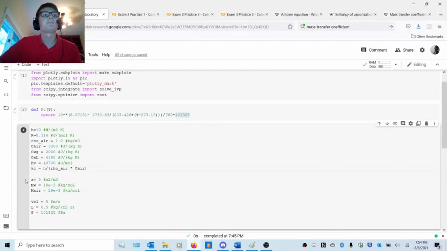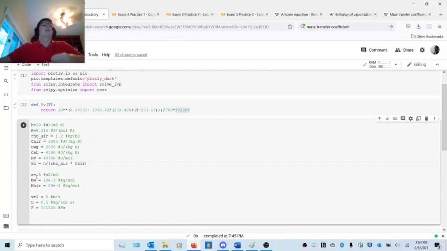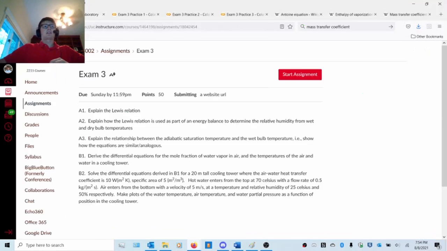And then, we have this A value. That's, remember, the specific area. So it's area per volume, surface area per volume. The molecular weight of water, which is in kilograms per mole. So that's why we're dividing it by 1,000. Similarly for air. Then the velocity, which was given to us, the liquid flow rate, which was given to us, and the basic pressure, which we're just assuming is 1 atm or that many pascals. So with that in mind, let's go ahead and keep going.